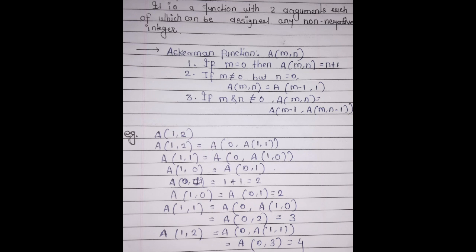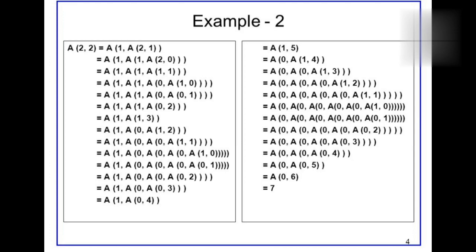And the last, third condition: if m and n both are not equal to 0, then A of m, n equals A of m minus 1 and A of m, n minus 1. An example is given below: this function A of 1, 2 is solved step by step with the help of the three conditions, and the final answer is 4. This is the second example of Ackermann function, A of 2, 2.